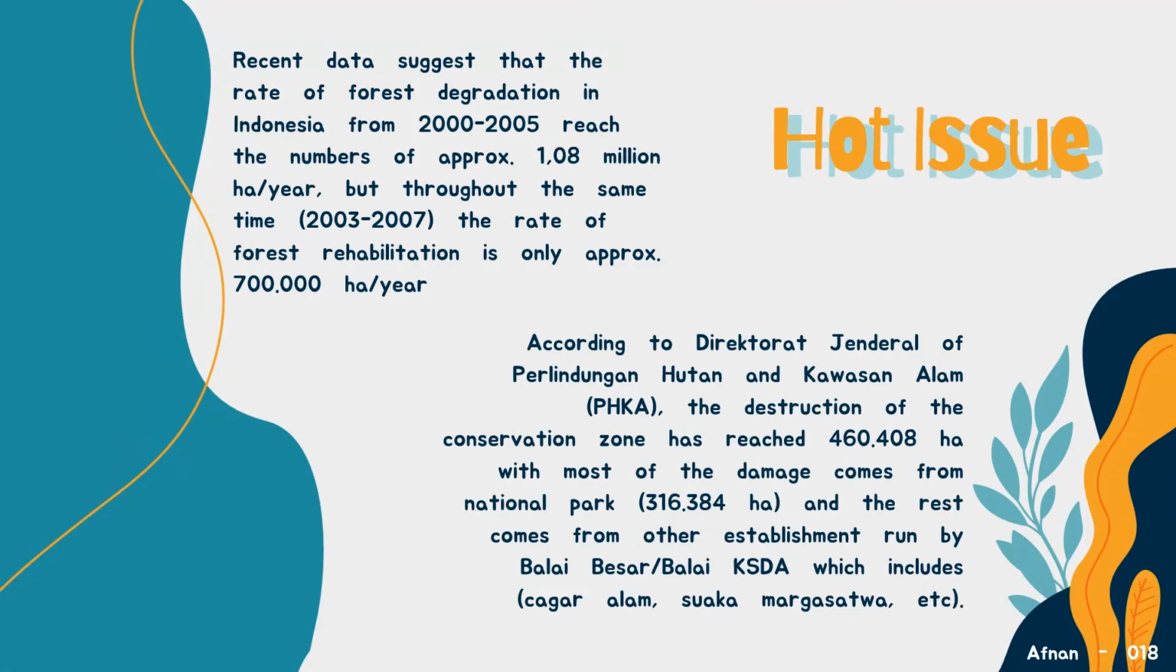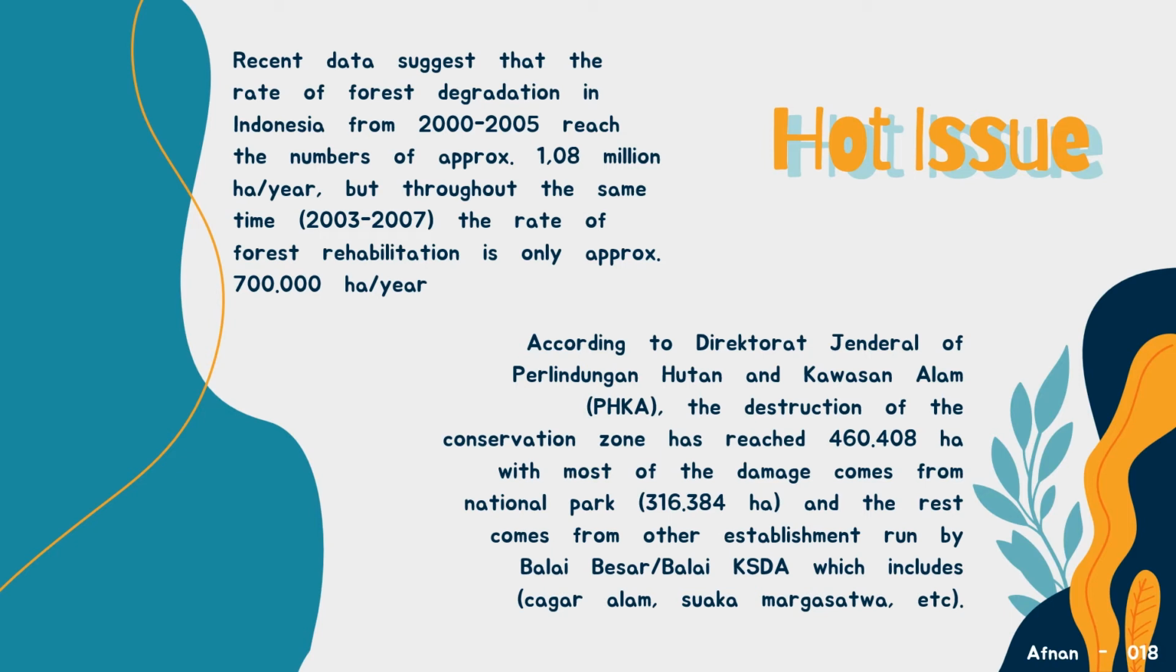Recent data suggests that the rate of forest degradation in Indonesia from 2000 to 2005 reached approximately 1.08 million hectares per year. But throughout 2003 to 2007, the rate of forest rehabilitation was only approximately 700,000 hectares per year.